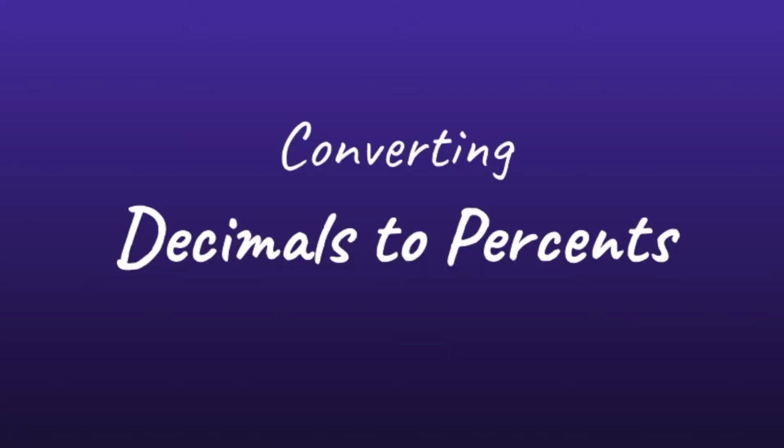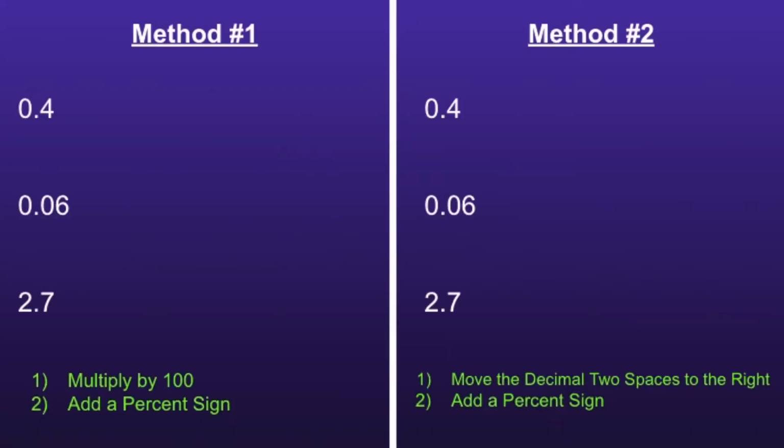Converting decimals to percents. There are two methods to convert decimals to percents. I would recommend method number 1 if you have access to a calculator. I would recommend method number 2 if you do not have access to a calculator. In method number 1, there are two steps.